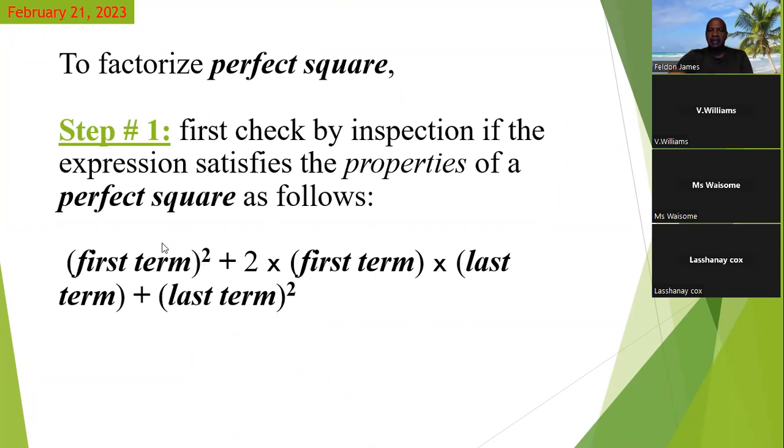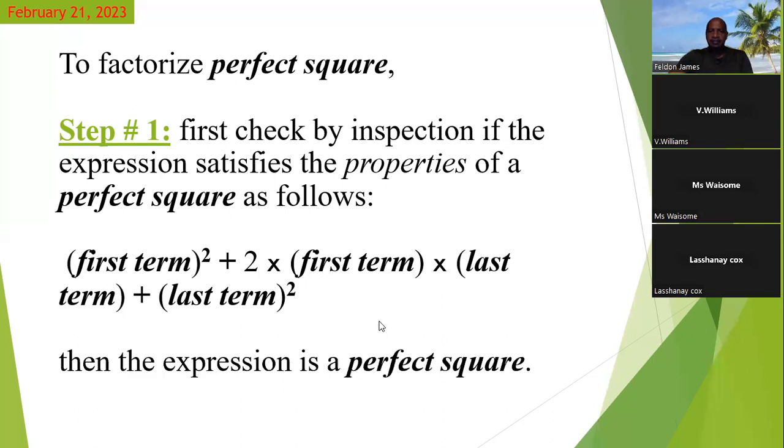And so if you're looking at this expression and see the first term is a square term, the last term is a square term, and the middle term is 2 times the base of the first times the base of the last. When I use the term base, I am referring to the term without the powers. All right. So then the expression is a perfect square once it satisfies this general form.